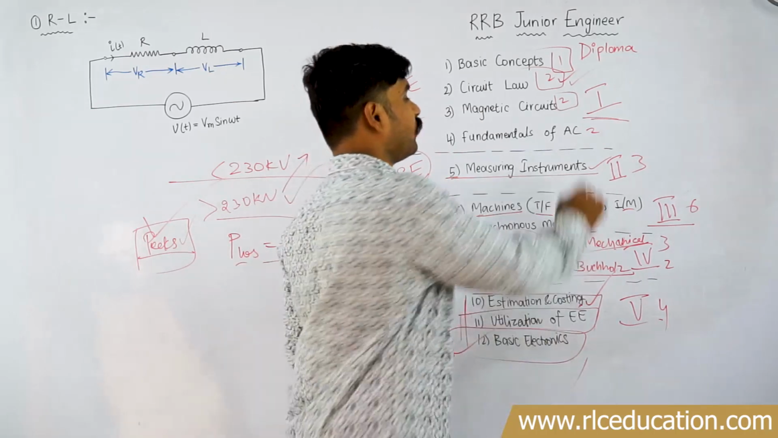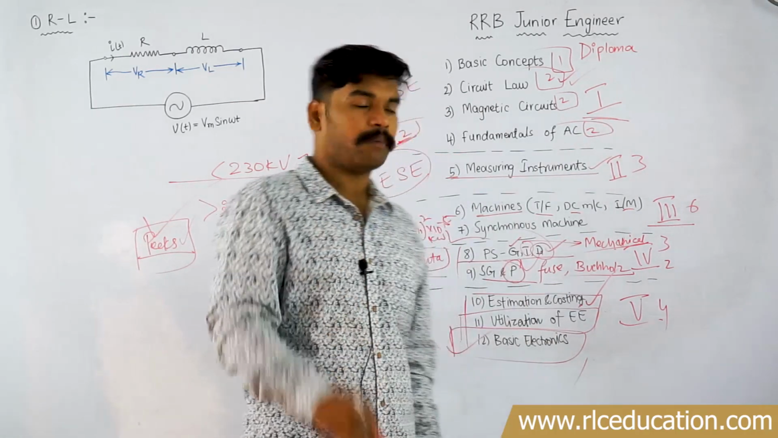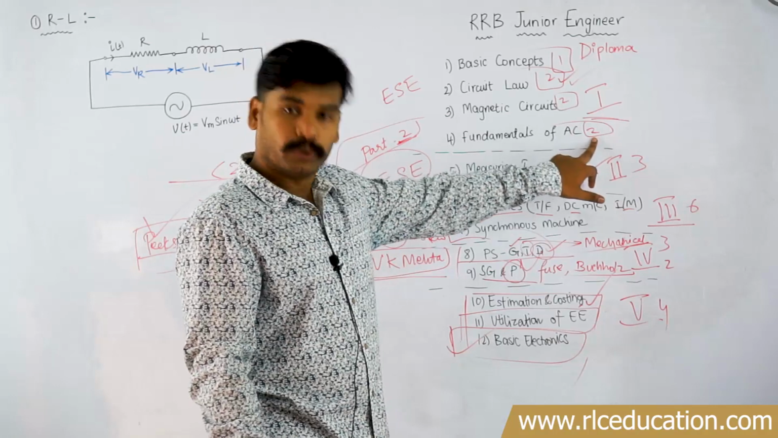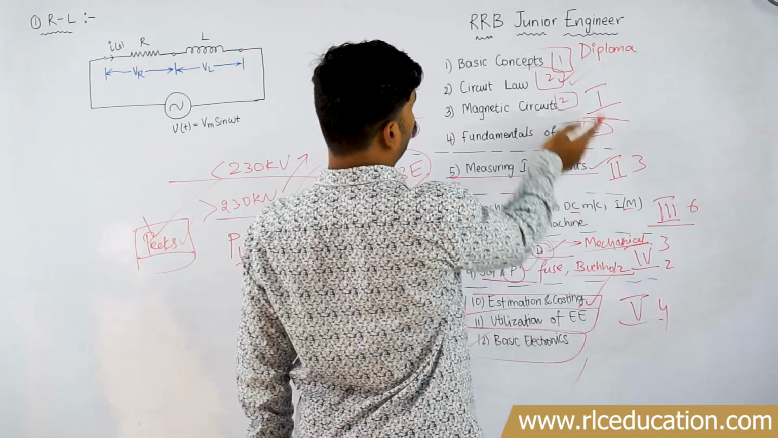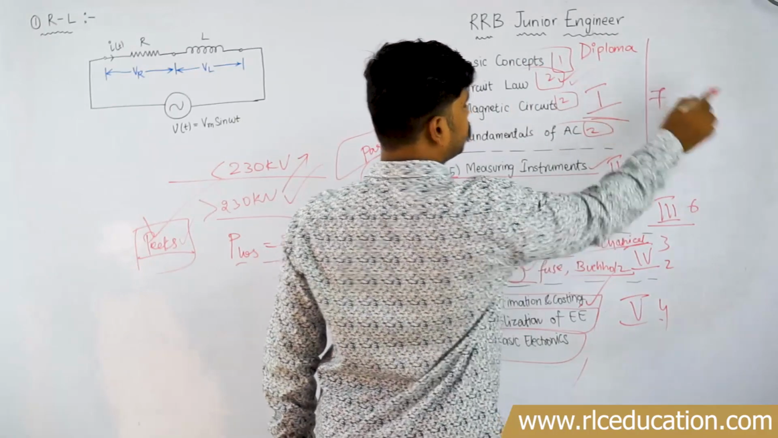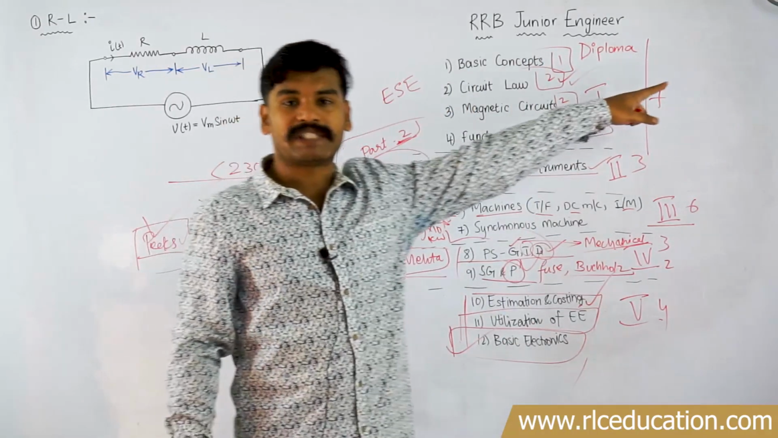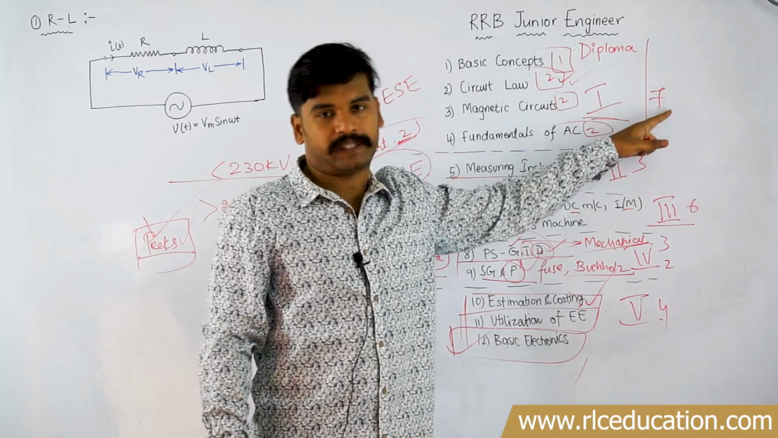And then fundamentals of AC, again this also has a lot of problems, again 2 days. So 2 days would be more than enough. So the entire first module, 2 plus 2 plus 2 plus 1, so 1 week, 7 days. Okay, the entire first module, which is very important for us, is completed in 1 week, 7 days.